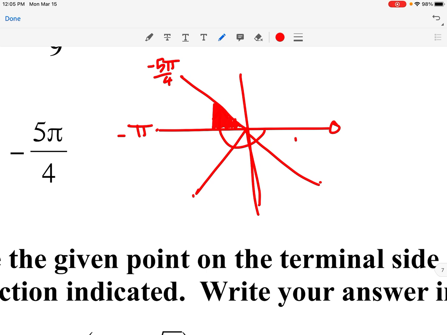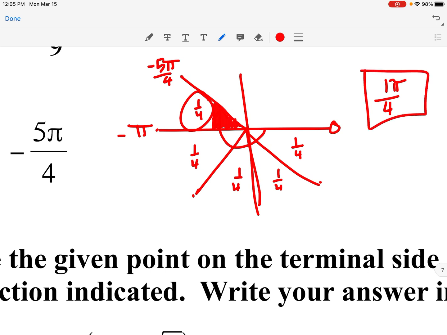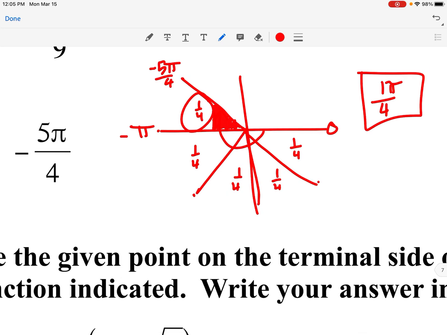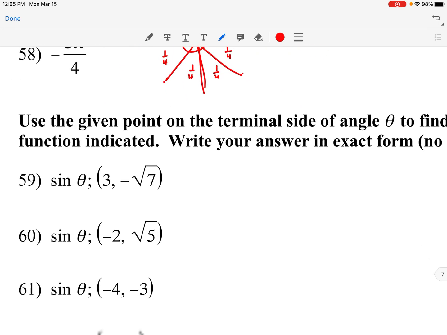And remember, we broke this up into chunks, so this was a fourth, this was a fourth, this was a fourth, this was a fourth, and this was a fourth. So we had 5/4 all the way around. So my reference angle is just one of those. So 1/4 of pi. And it's positive, so you just leave it as positive even though my original angle is negative. So there we go. There's my reference angle.